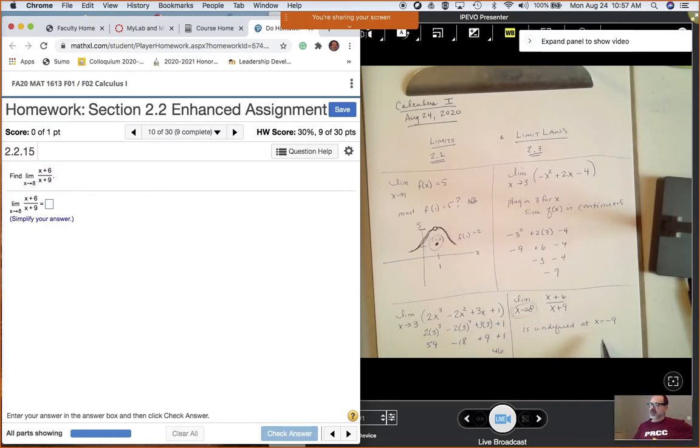But once I know that's not what I'm looking at, not the value of x we're concerned with, then I can treat the rest of it like it was continuous. So I can just plug in the 8. So x plus 6 over x plus 9 becomes 8 plus 6 over 8 plus 9, 14 over 17.